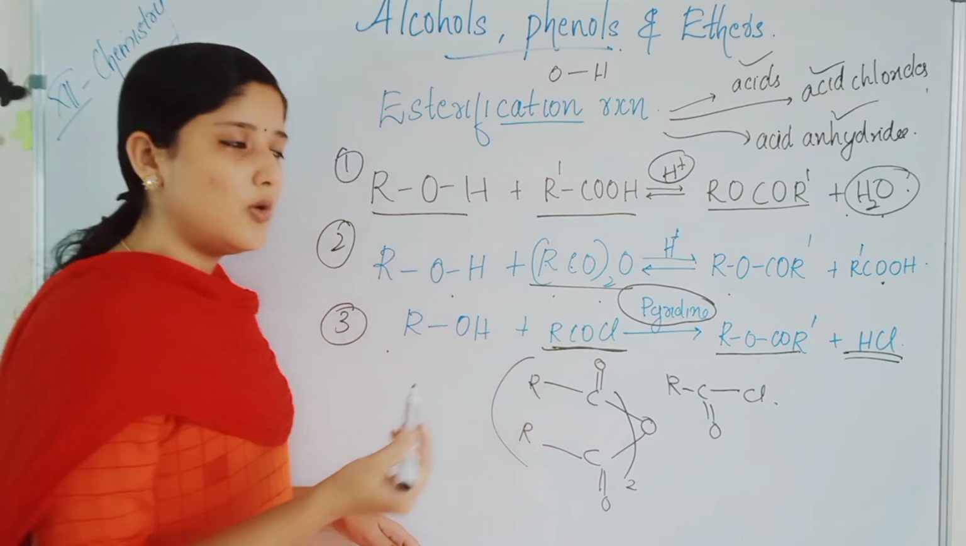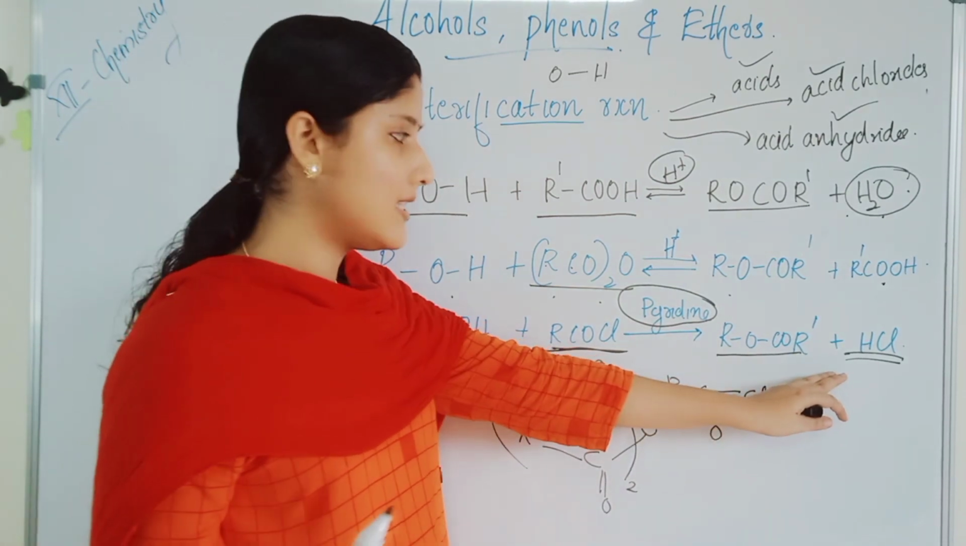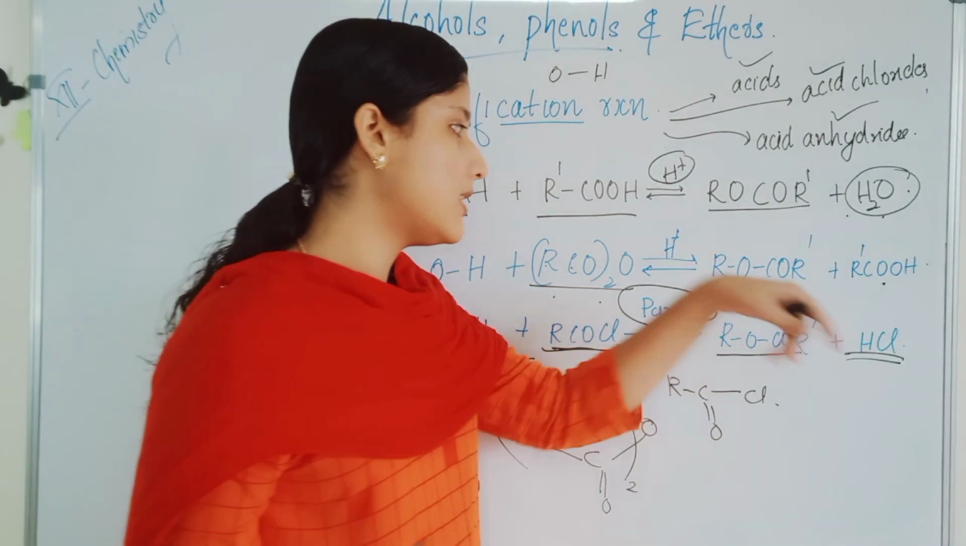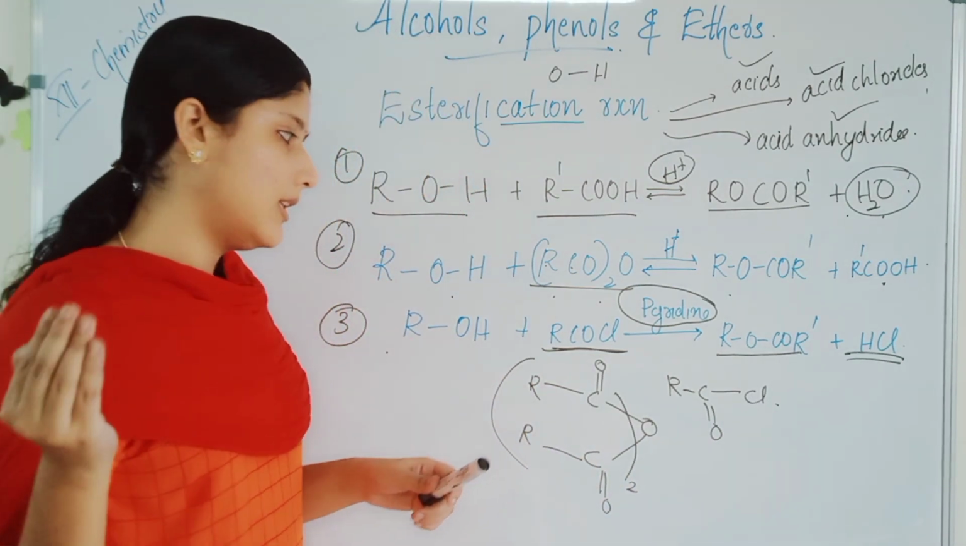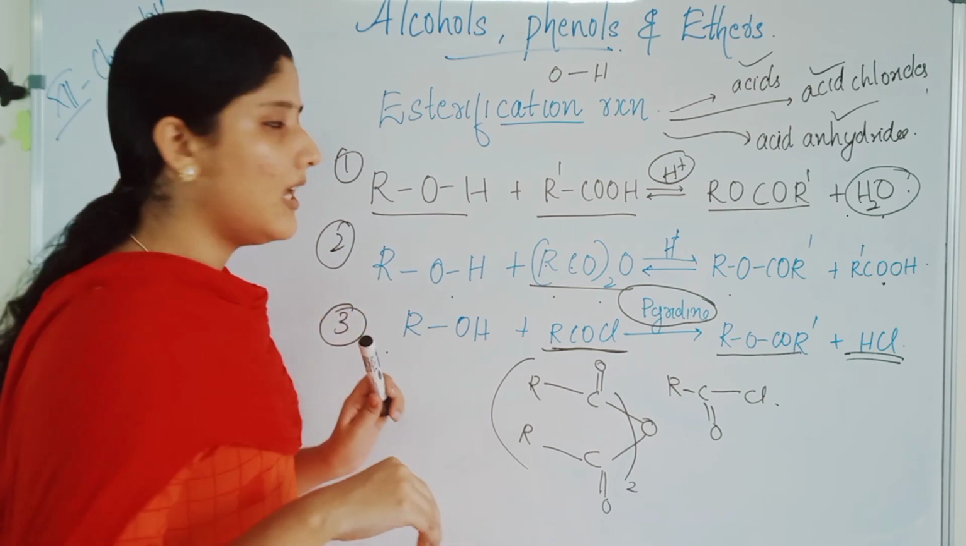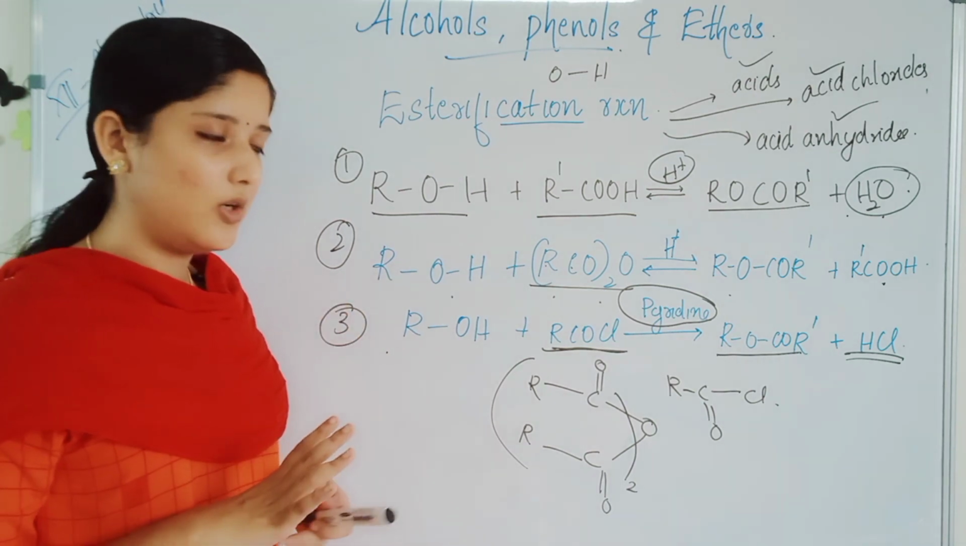So pyridine is used to neutralize the acid formed. The acid will be formed as a byproduct, so pyridine is used to neutralize the acid that is formed in the reaction. These are the three esterification reactions that we need to study here.